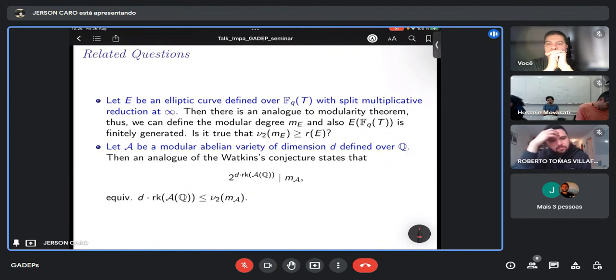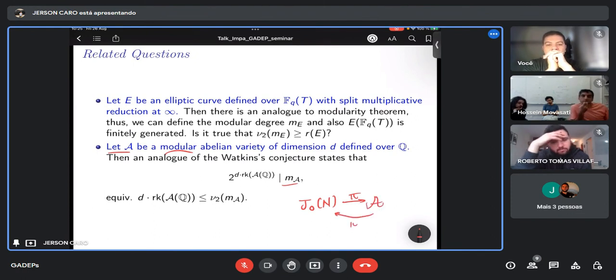And the second related question is the following. Suppose that you have an abelian variety which is modular, that is, a quotient of the Jacobian of a modular curve. It's a quotient of that. And if we have that, we have a definition of modular degree in that case. This is something like that. We have a projection here, and we have the abelian variety here.